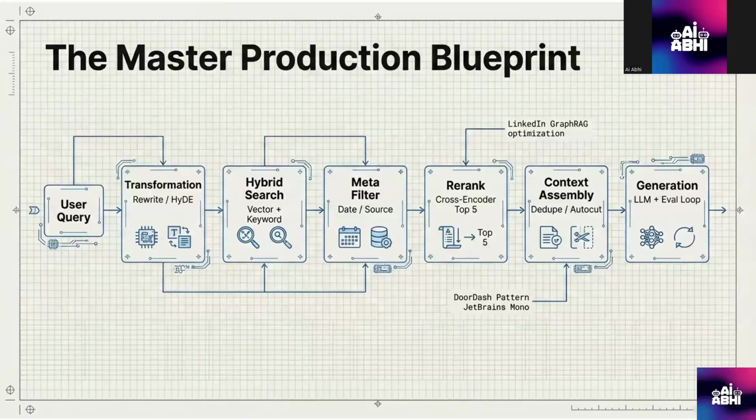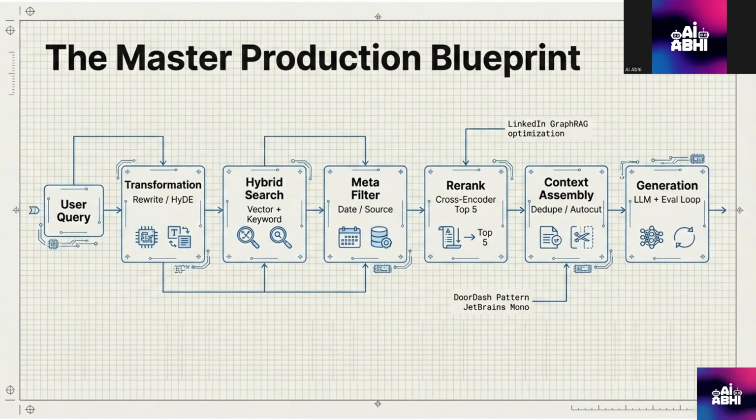So let's put it all together. Let me walk you through how all these techniques fit into one production pipeline. Step 1: the user asks a question, and before you search, you run the query transformation. Maybe you rewrite it to be more specific or use HyDE to generate a hypothetical answer. Step 2: hybrid search. You run both vector search and BM25 keyword search in parallel, and merge the results using RRF. This gives you around 50 to 100 candidates.